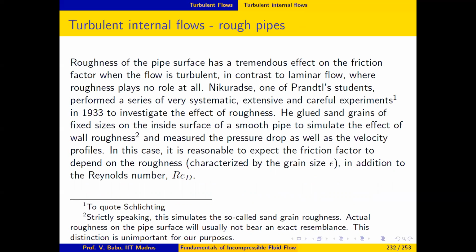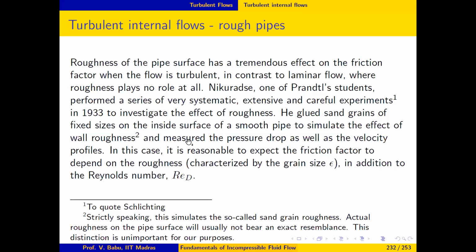Nikuradse, who was one of Prandtl's students, carried out a series of very careful, landmark experiments to investigate the effect of roughness in 1933. He basically glued very carefully chosen sand grains of uniform size on the inside surface of a smooth pipe to simulate the effect of wall roughness, and he measured the pressure drop as well as the velocity profile in these so-called rough pipes.